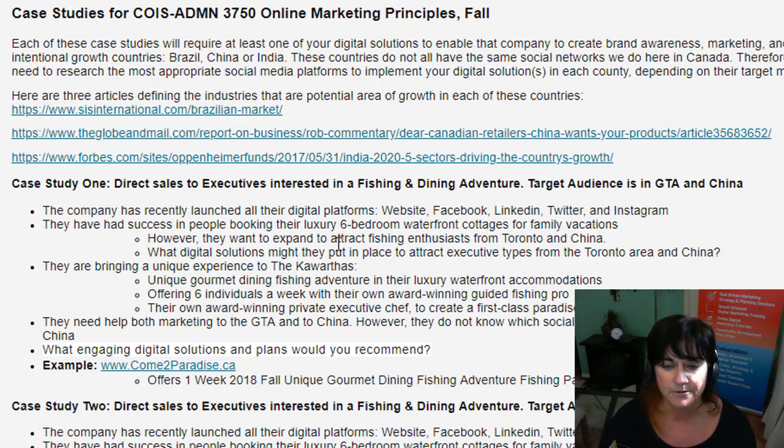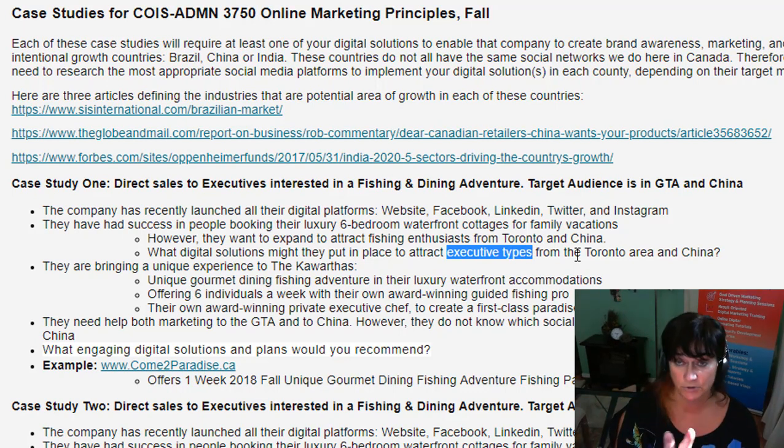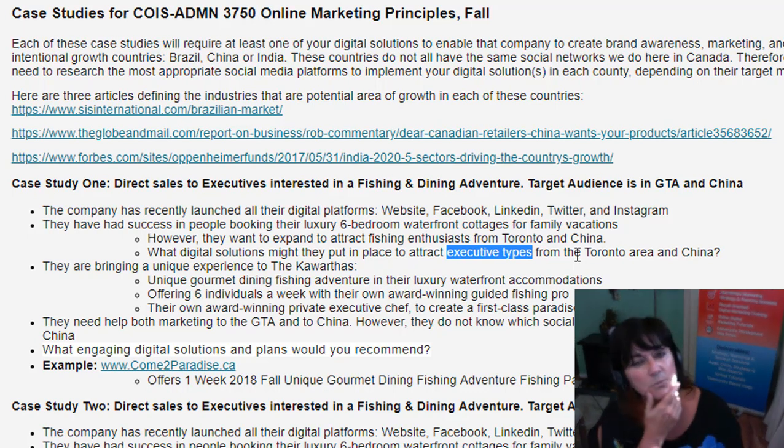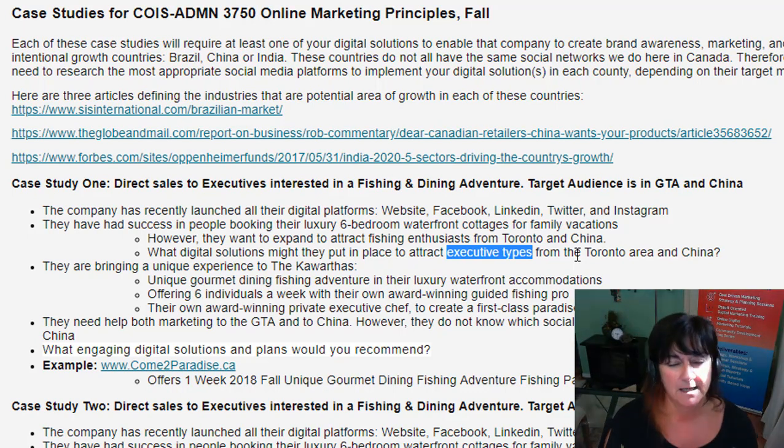So the question is, how are you going to reach out? What are the 3 digital solutions you think these guys should do to try and get executive types? So look at that, executive types. Where will executive types be in Toronto, which social platform, and in China? So for your assignment 3, you need to think of how you're going to distribute it. Assignment 2, this one that you're doing now, you're just going to say what are the 3 digital solutions that will help them get trusted, will help them get engagement, and they've got to be actionable and measurable. So which are those solutions that you should use? And you can talk about that for this one.